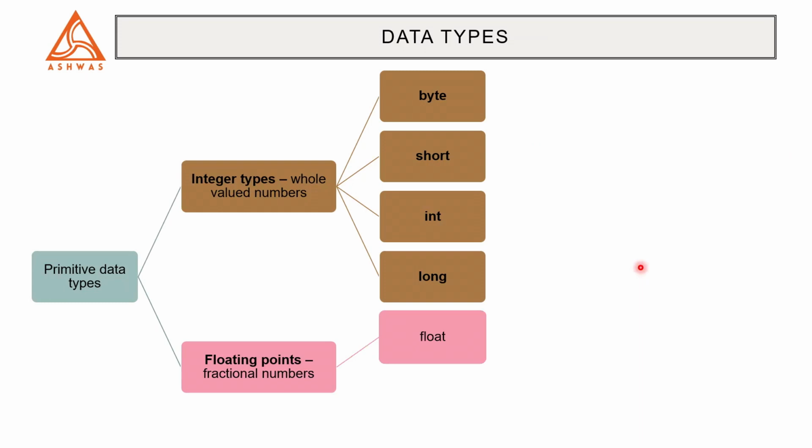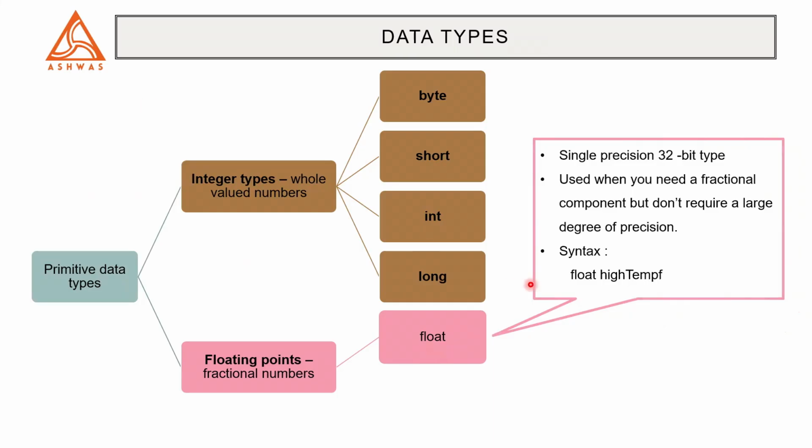Now let me understand what are the floating point options given to me by Java. So Java gives me two floating point data types. One of them is float. So float is again a 32-bit type, and it is used when you want to store a fractional component but don't require a lot of precision in that component. And typically this is how you use a float data type while declaring the variable.